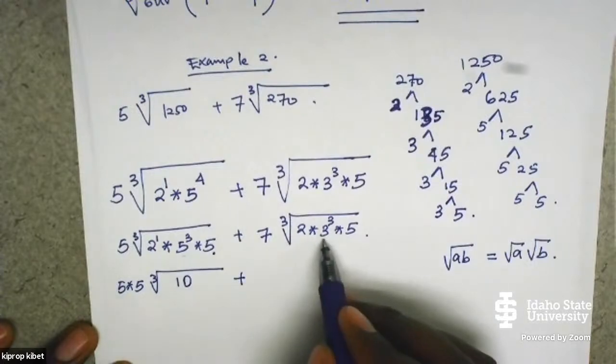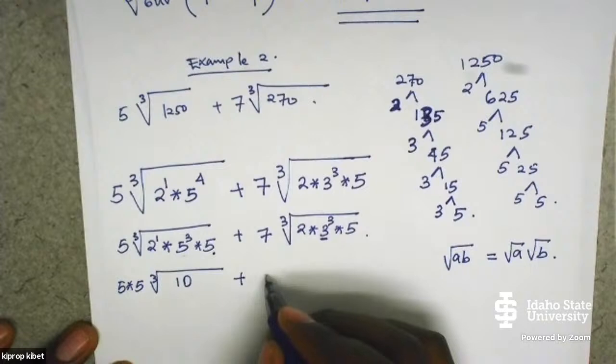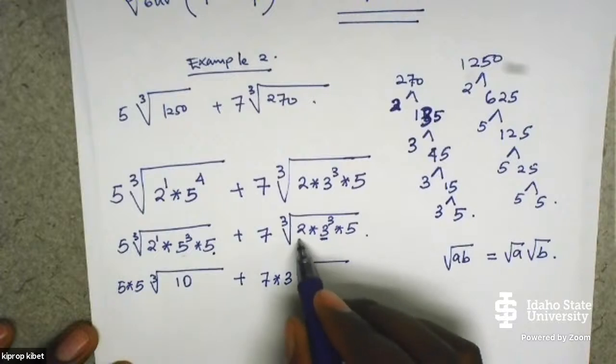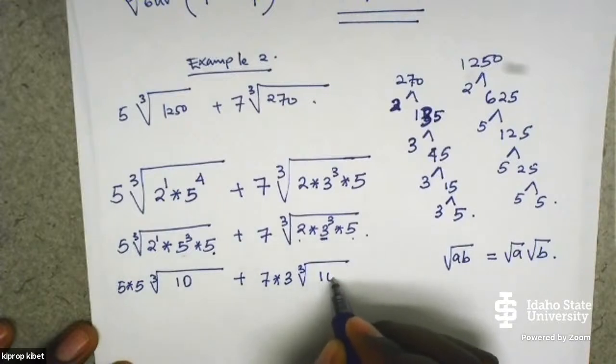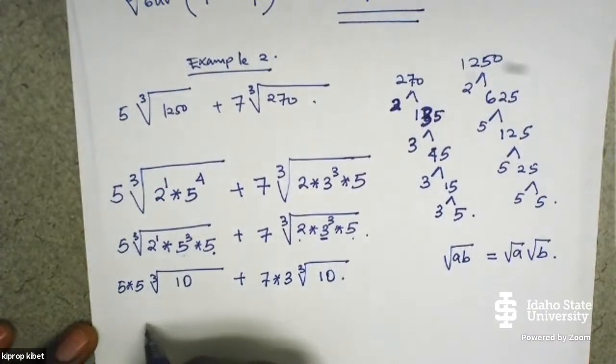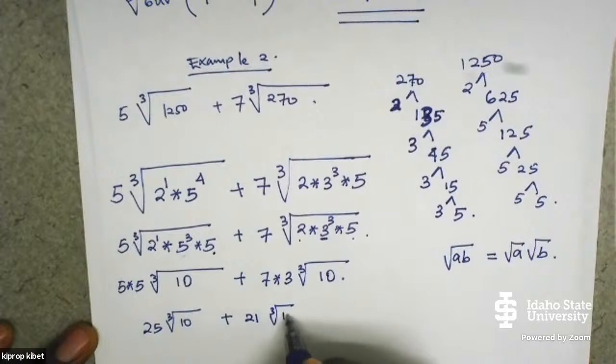Plus, this again can come out, right? The 3 can come out. Since it is the cube root of that, you get 7 multiplied by what? 3. The cube root of this and this is what? So finally, this is 25 times the cube root of 10, plus 21 times the cube root of 10.